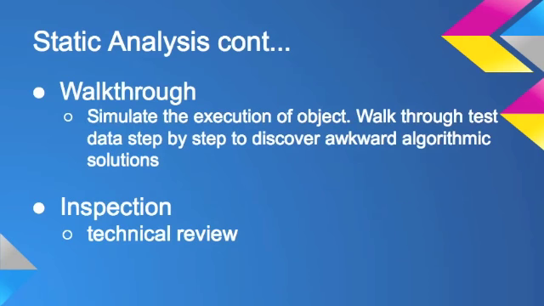There are two types of static analysis. A walkthrough, which simulates the execution of the object. It uses test data step by step to discover awkward algorithmic solutions. Then inspection, which is a technical review or a more formal code review.